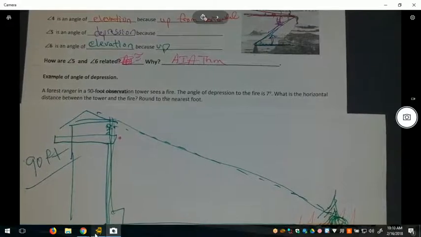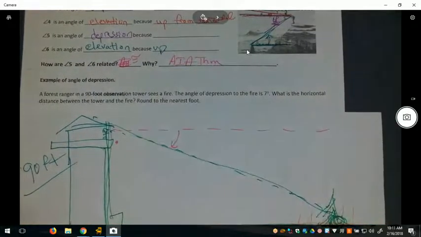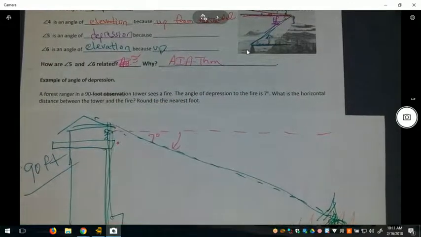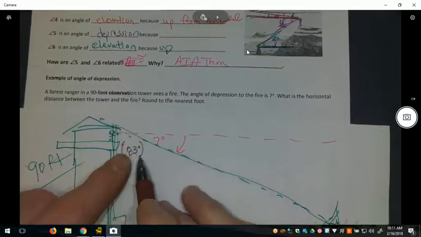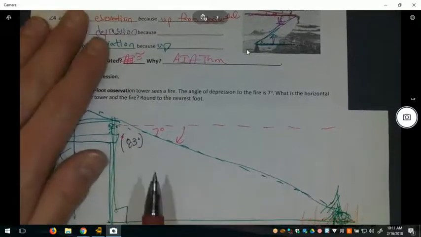The angle of depression is from the horizontal line of sight. From the horizontal, if they were looking straight out, to the line of sight. So this is the 7-degree angle. This being a right angle up here, since that's a horizontal line and this is a vertical, this angle right here is actually 83 degrees, so that those two would add to 90.